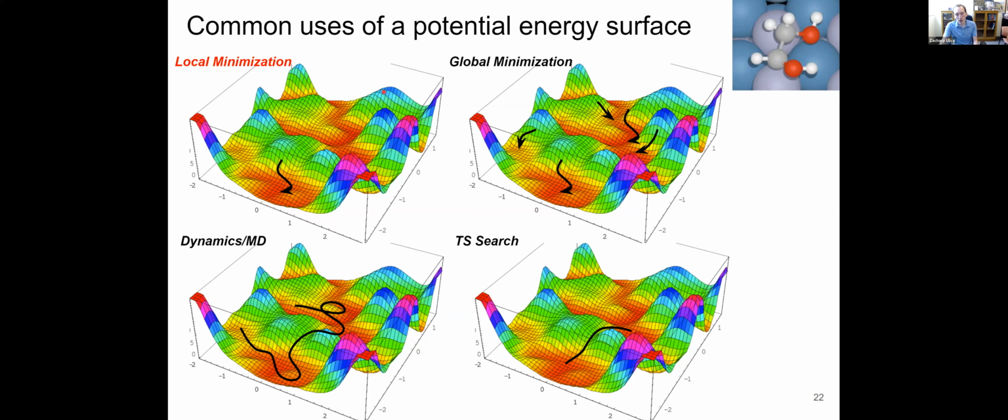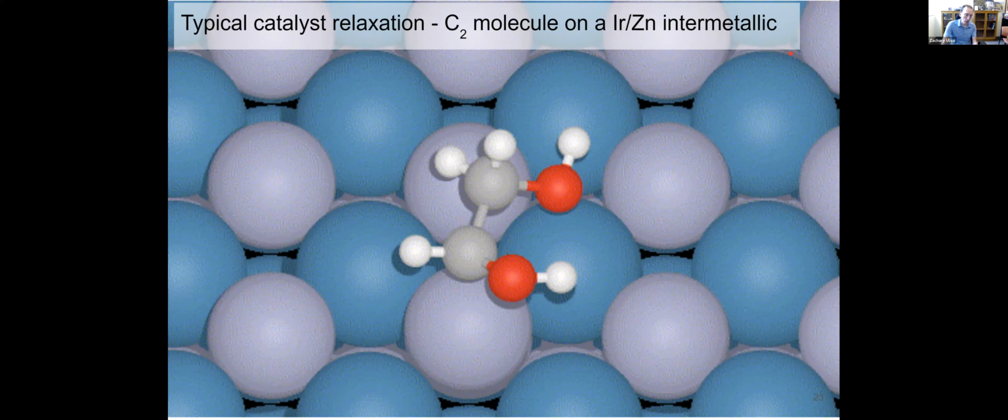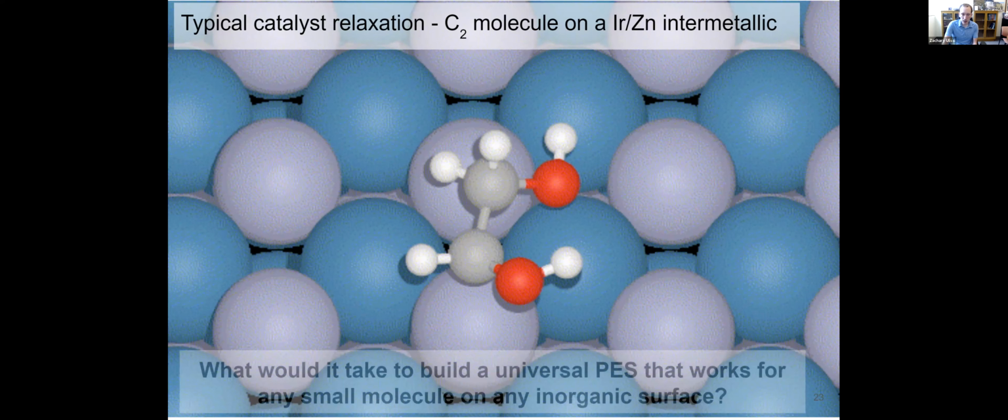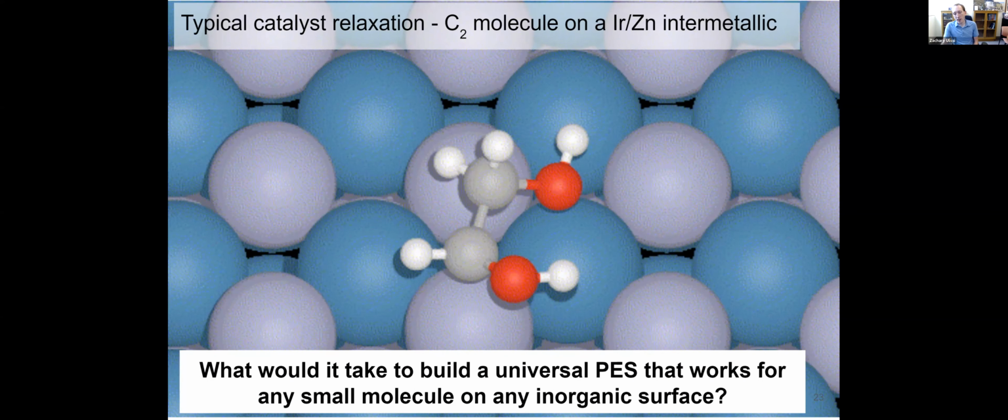All of these different uses in catalysis would all benefit from a very, very general potential energy surface that worked for an adsorbate like this on a binary or ternary surface, like this figure that I'm showing you. So I'm going to go back to this example, right? This is the one that I showed you in the beginning. And the question is basically, what would it take to build a universal potential energy surface that would work for any small molecule on any inorganic surface?